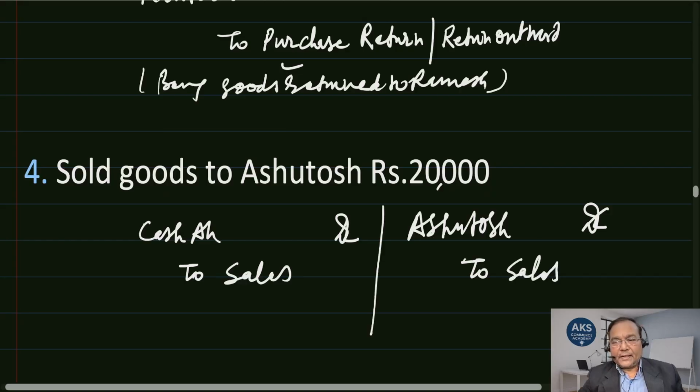credit. So sales, here he becomes a debtor. Here we have not received the cash. So the question is kept silent.